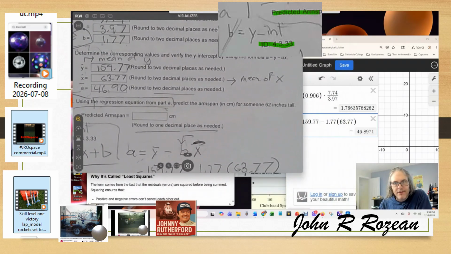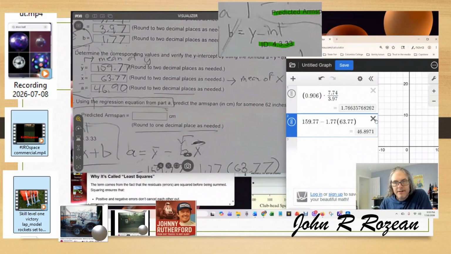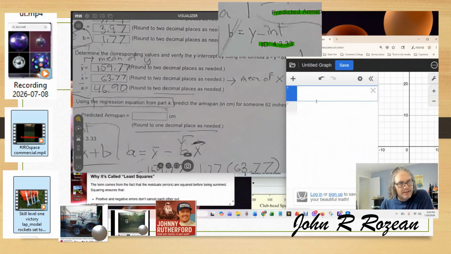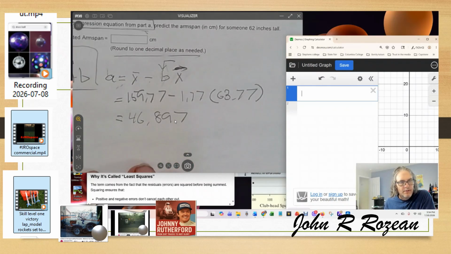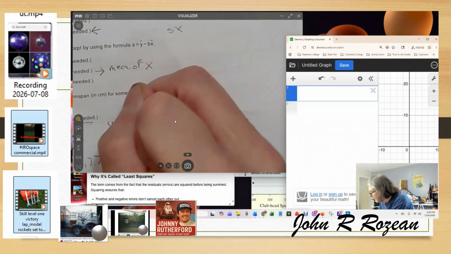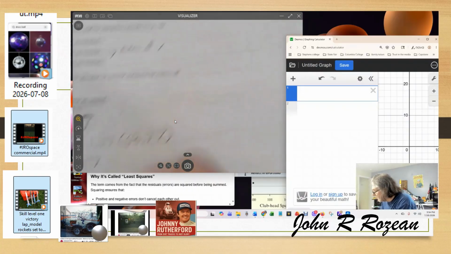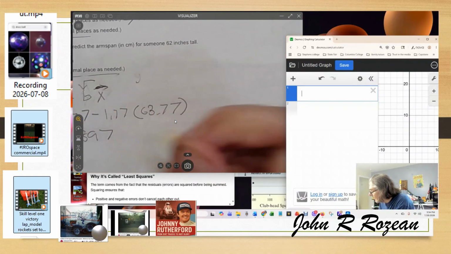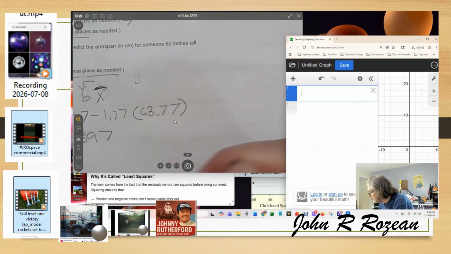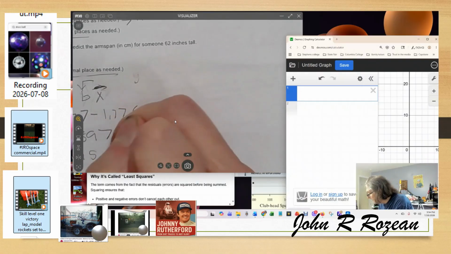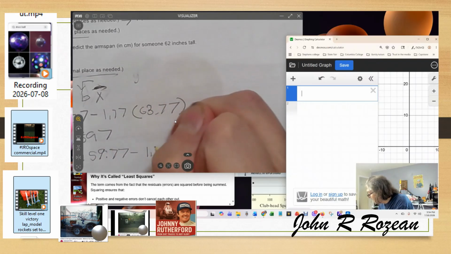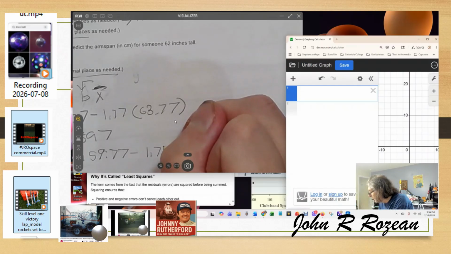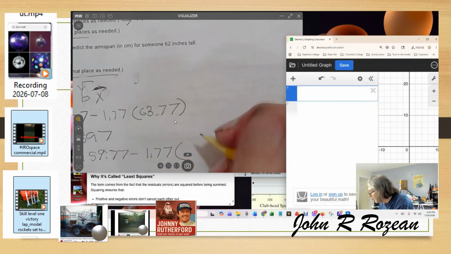Let me go ahead and test this out. I'm going to get rid of these. I'm going to create an equation, which we should have right now that we just derived. All right, so this is the one we just derived. Y hat equals 159.77 minus 1.77, and then this is where we are going to put the x, right?